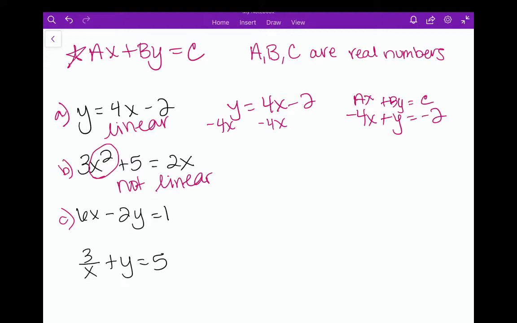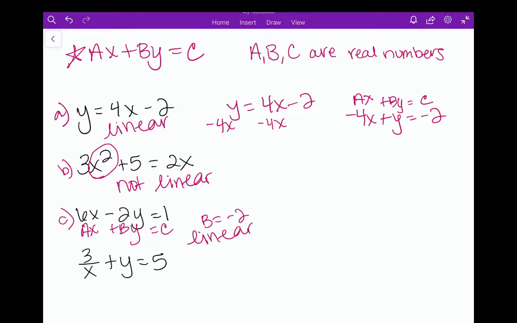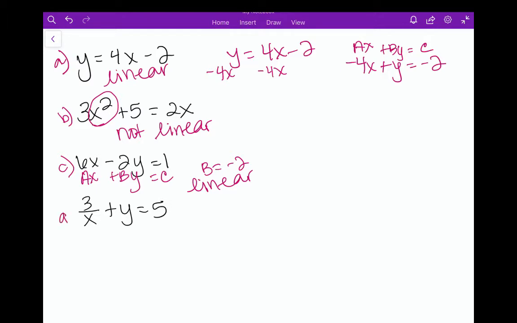Example C, 6x minus 2y equals 1. Well, that looks like it's already in standard form. Now, maybe you're saying, well, but this is a -2, not a plus. Well, that just means that b would be -2, which is fine. So it doesn't have to have a plus there if the b is negative. So that is linear. And then lastly, 3 over x plus y equals 5. That's a problem. This x in the denominator means that it's not linear.